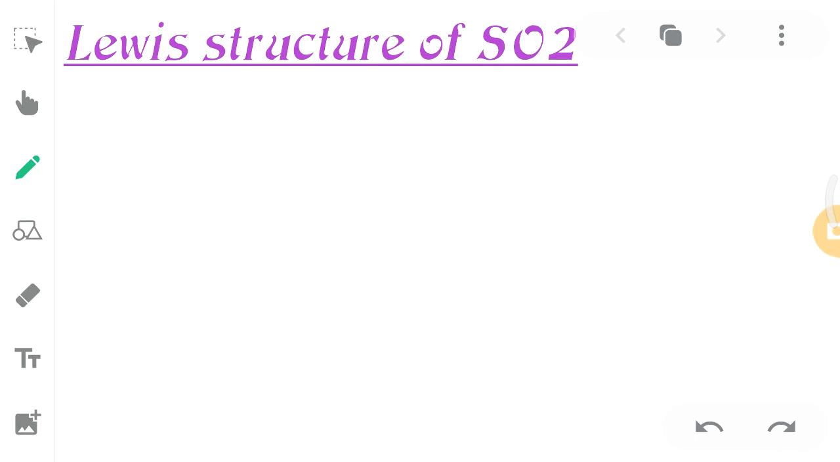The first thing I like to do for Lewis structures is count the number of valence electrons. Oxygen is in group 16, and each oxygen brings 6 electrons with it. There are 2 of them, so that contributes 12 electrons total. Sulfur is in the same column, or group, and so it also brings 6 valence electrons with it. In total, 6 and 6 and 6 give us 18 valence electrons.